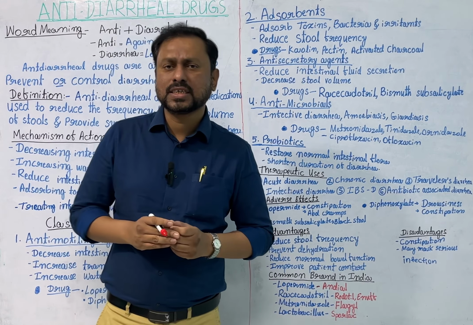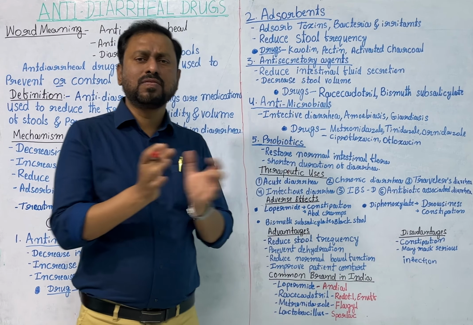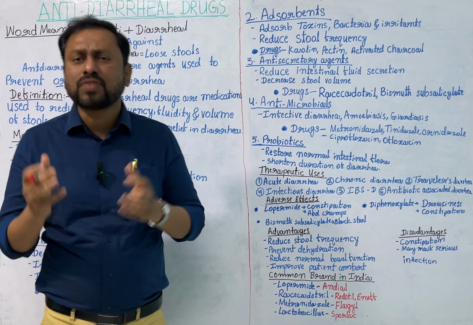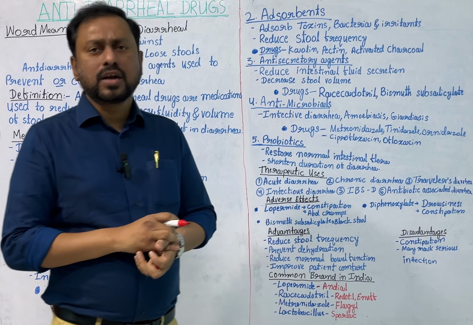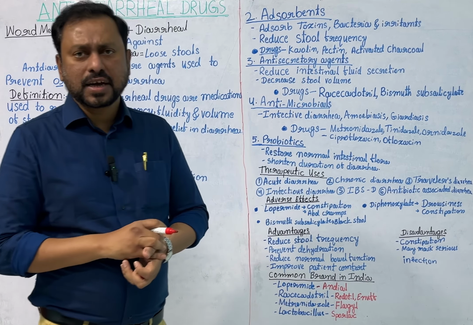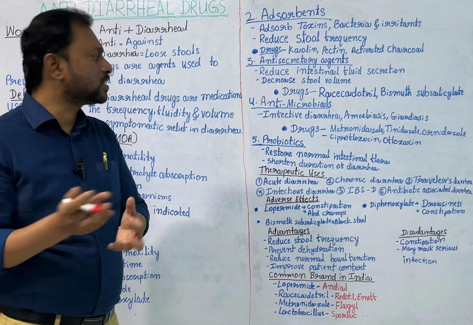The next one, the fourth class, is the antimicrobials. The name itself says microbes. Microbes may be bacteria, amoeba, or parasites. These act against them. If there are microbes in the intestine, an infection, then this class of drugs acts against the bacteria. In infective diarrhea, amoebiasis and giardiasis, this class of drug treats the microbes. Very common drugs are metronidazole, tinidazole and ornidazole. These are very good against amoebiasis.